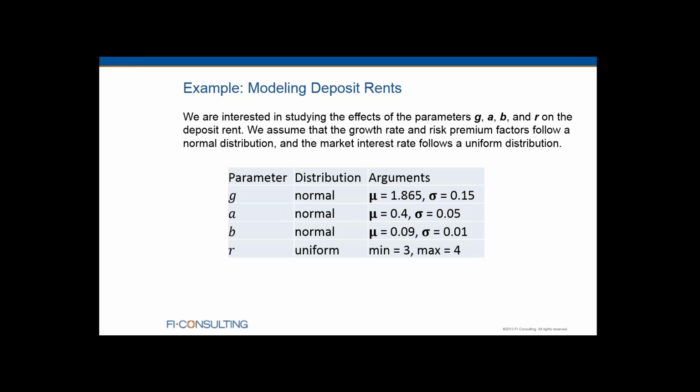So we want to see the effect of changing the parameters G, A, B, and R on the deposit rent. So here we're actually altering the parameter itself. We're going to assume that the growth rate and the risk premium factors will follow a normal distribution. However, you can put any type of distribution you want, but for the purpose of this example, we're going to assume normality. And just to show you that we can use different types of distributions depending on the type of parameter, the market interest rate is going to follow a uniform distribution.